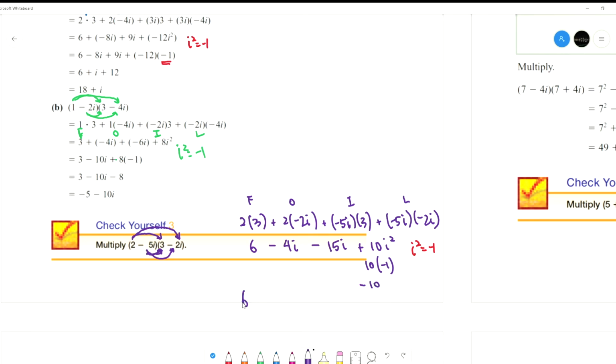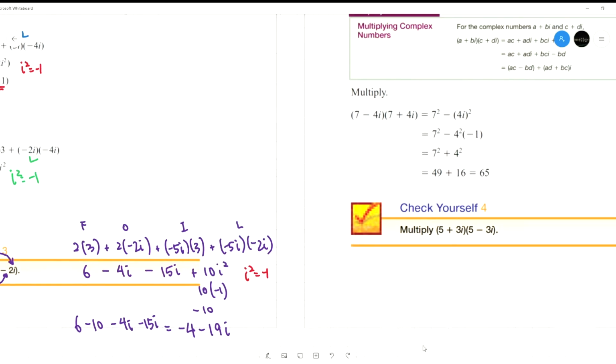So I have 6 minus 10 minus 4i minus 15i. And that is equal to 6 minus 10 is negative 4. Negative 4i minus 15i is minus 19i. Okay. Let's try some more.